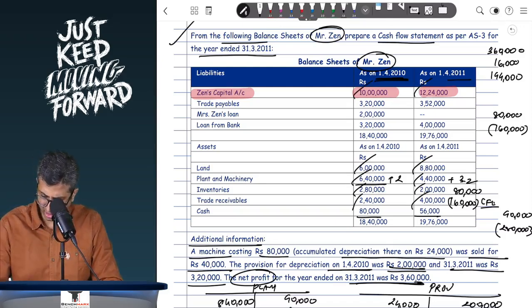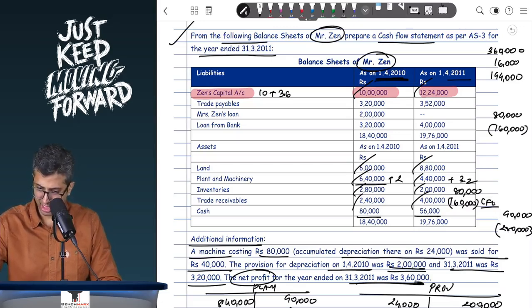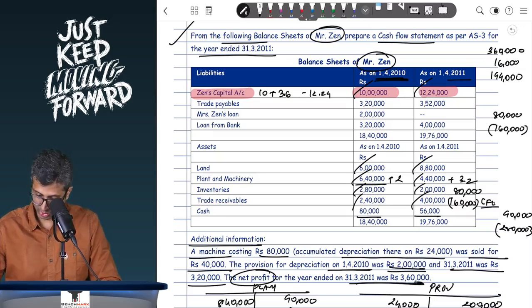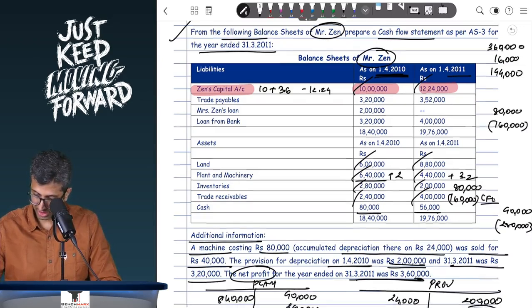अच्छा, Zen's capital is going from 10 to 1224. अभी कैपिटल है तो 10 से it is increasing by 3,60,000. 10 plus 3,60,000 should come to 1,360. It is coming to 2024. So the balancing figure must be drawings. 1,36,000. Maybe this is drawings.